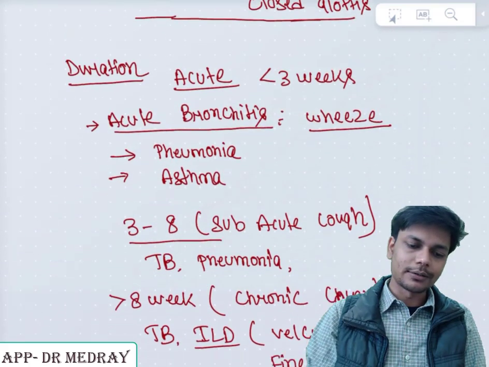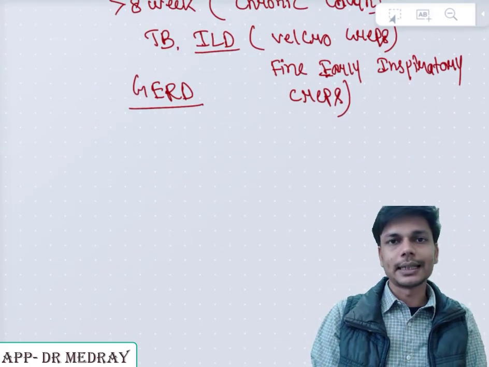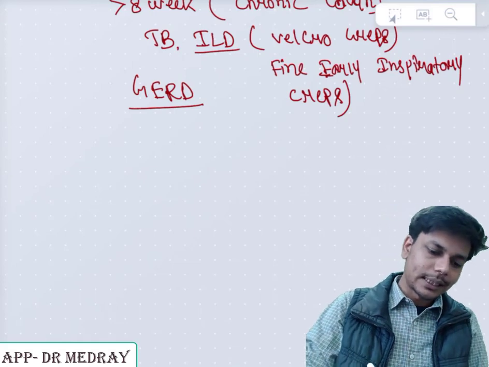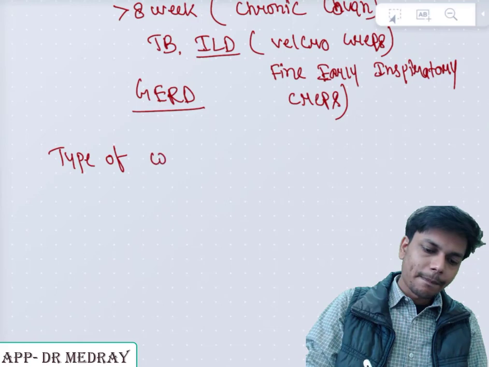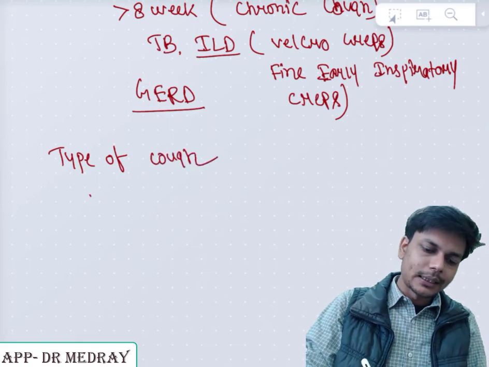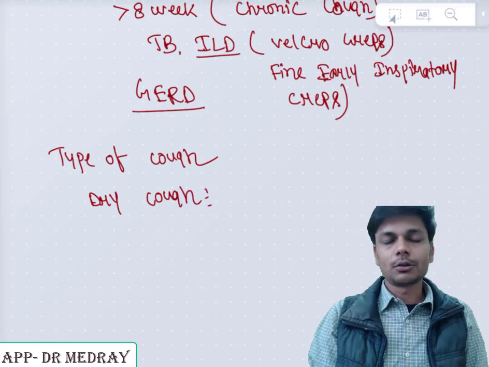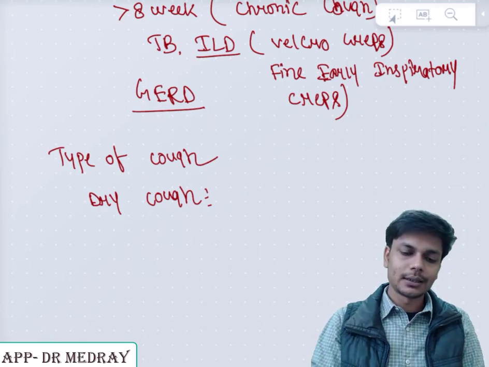So the duration of the cough is important in identifying the process which is occurring, that is the acute process, chronic process, or subacute process. The type of cough: cough can be either dry cough, that is without expectorant. There is no sputum production. Cough is dry.